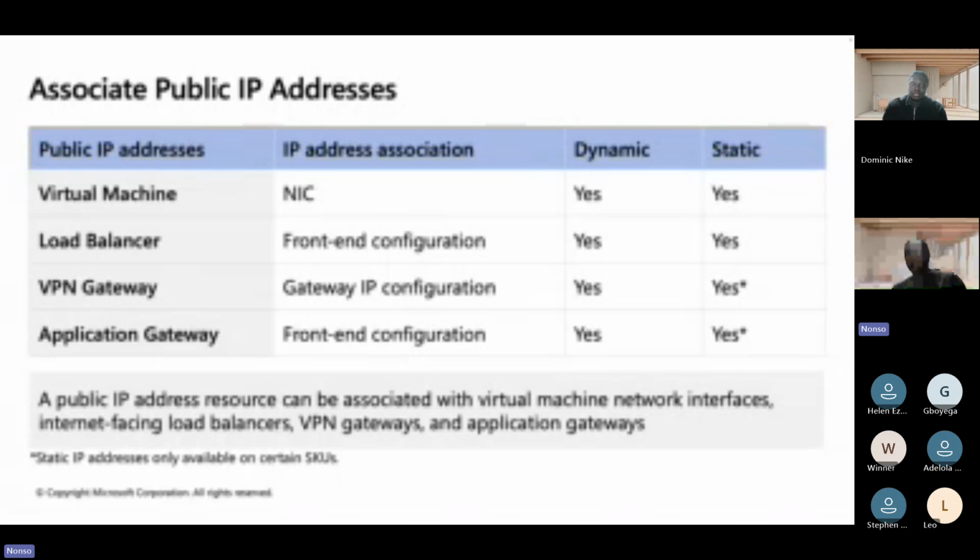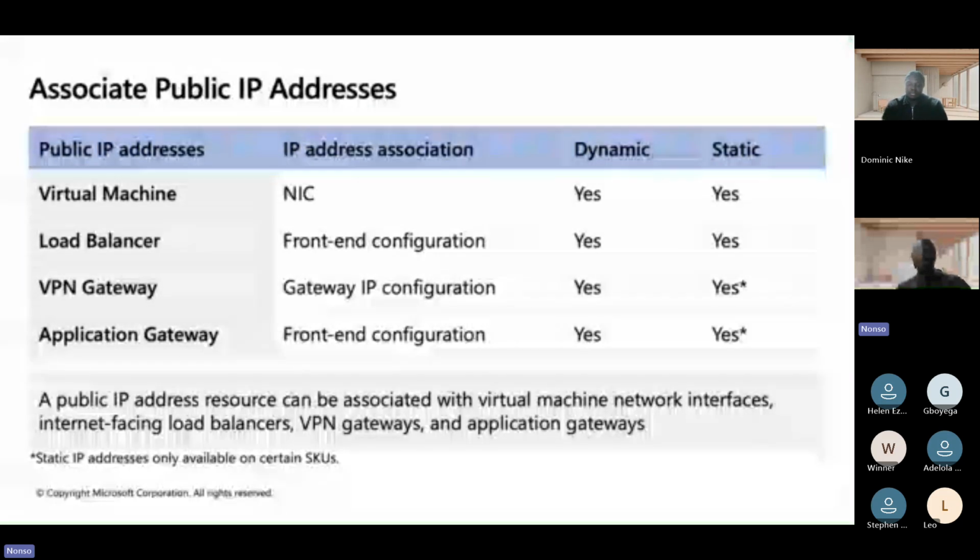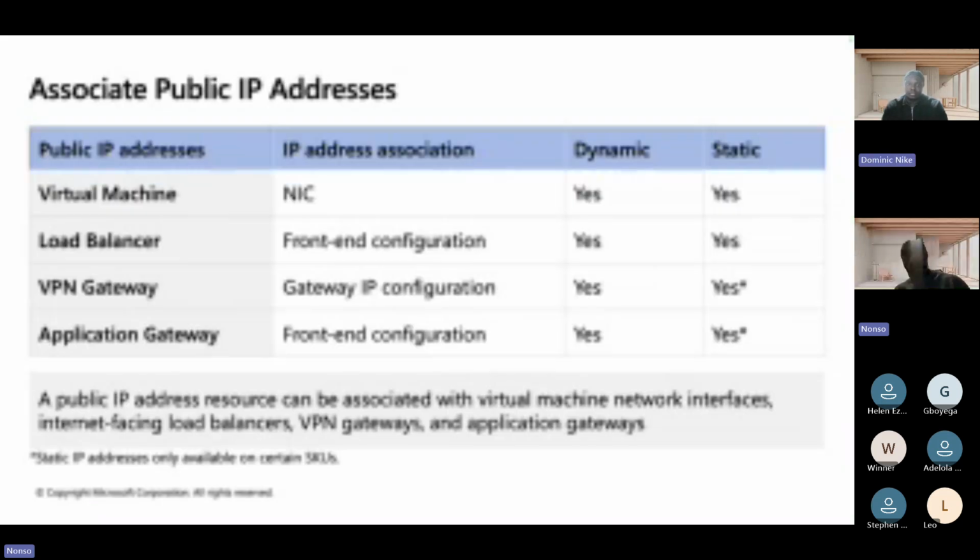In a load balancer, yes, you can associate a public IP address to the load balancer front end. In a VPN gateway, you can associate a public IP address. In an application gateway, you can associate a public IP address. You can ask me, so what is all this? A virtual machine, we all know what a VM is, right? A VM is basically like a server or a computer, a server you create on Azure.